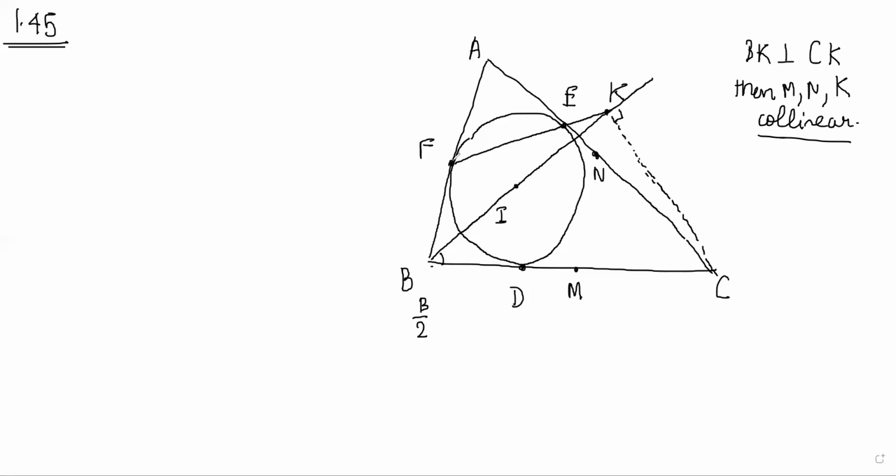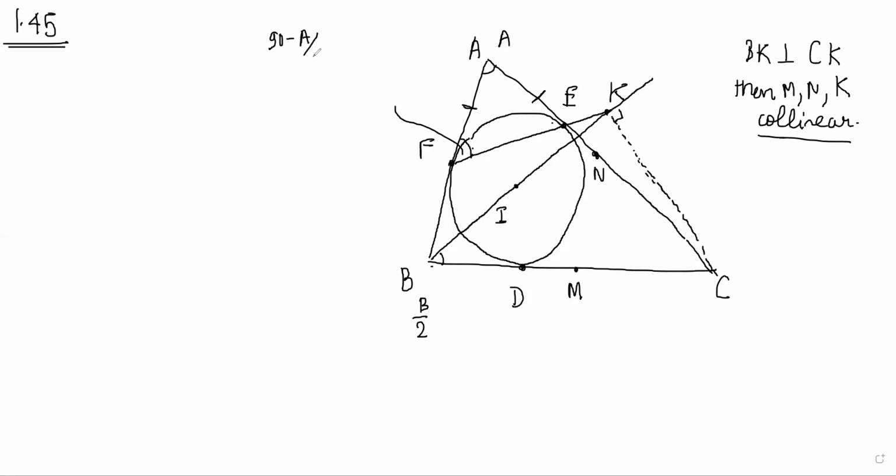These are points of tangency. We know that AF and AE are equal in length, right? And similarly for BF and BD. So this is an isosceles triangle and this is angle A, right? So this must be X and X. So this should be 90 minus A by 2, right?